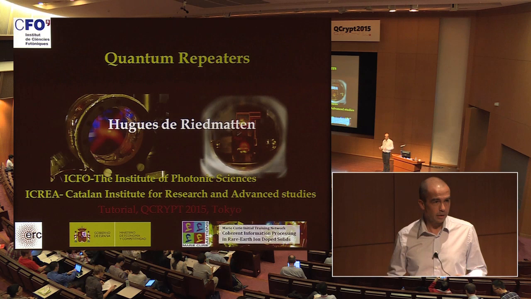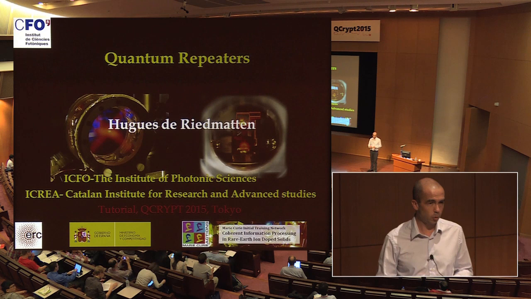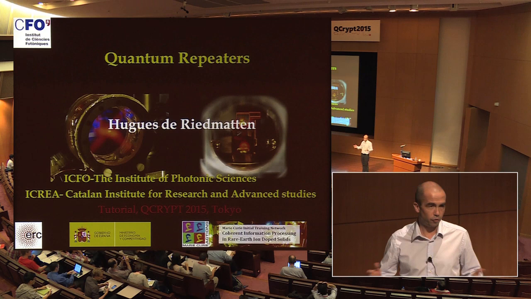In this tutorial, I will try to explain from a conceptual but mostly from an experimental point of view what are the challenges to try to distribute quantum information over very long distance. By very long distance, I mean something on a continental scale, something within 500, 1,000 kilometers or so.